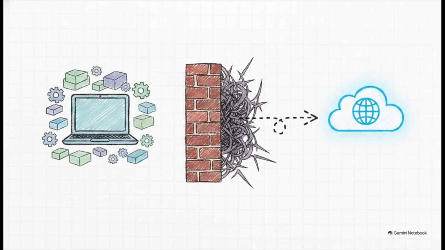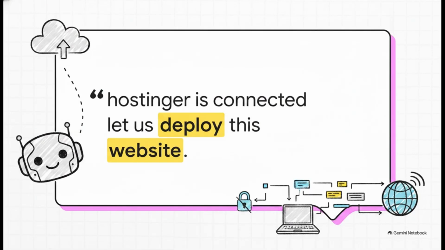You can use your shiny new free AI to code an amazing app locally on your laptop. But getting it onto the actual internet? That usually means hitting a massive brick wall. You're messing with DNS records, navigating terrifying AWS dashboards, managing FTP transfers. It's exhausting. And it's exactly where enthusiasm dies and people just give up. But check out this modern solution. "Hostinger is connected. Let us deploy this website." That is the exact single prompt used inside the AI interface to bypass all of those traditional developer headaches entirely.